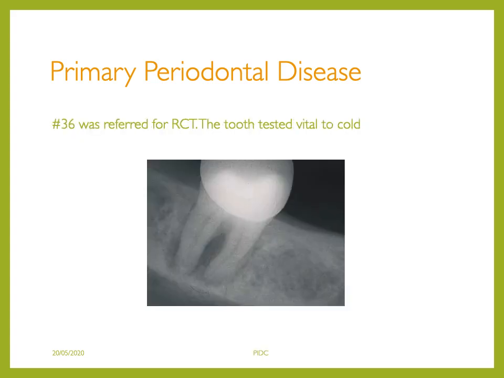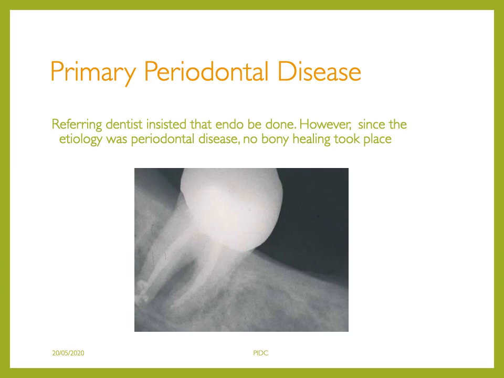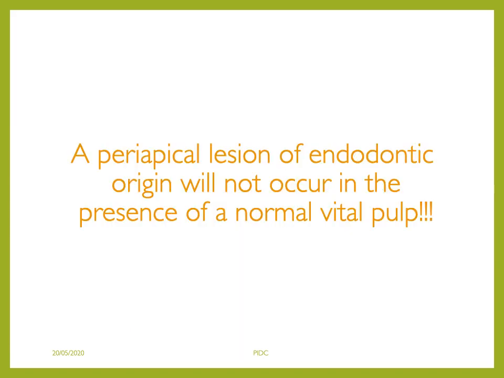Another example, 3.6 was referred for RCT. The tooth tested vital to cold. The referring dentist insisted endo be done, but the etiology was periodontal disease. No bony healing took place. So you have to find the cause properly, then treat accordingly. Otherwise the treatment won't be complete if the diagnosis is wrong. A periapical lesion of endodontic origin will not occur in the presence of a normal vital pulp.